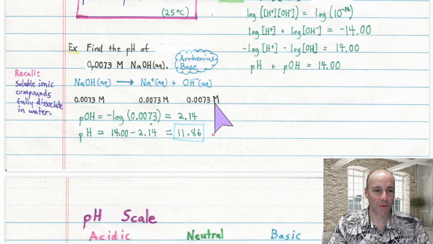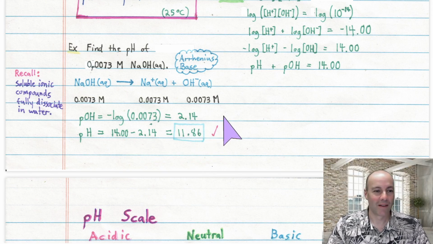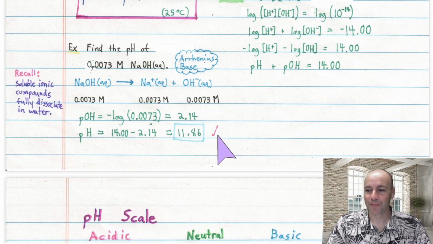What you should do at this point is to use it to calculate the pOH, and that is 2.14. And once you have the pOH, you know that the pH is whatever it takes to get 14. So 2.14 plus 11.86 would equal 14. So the pH is 11.86. So that's an easy way to solve that one.